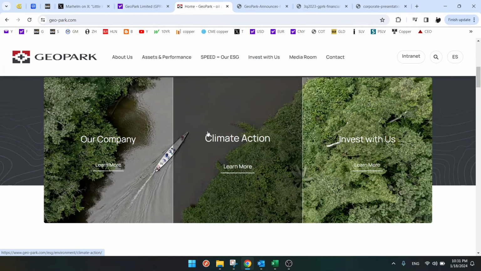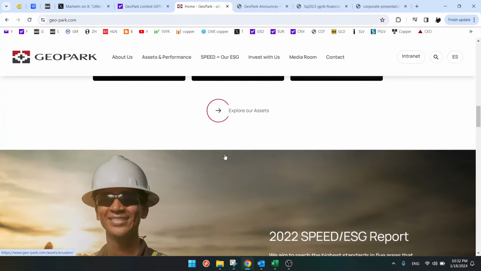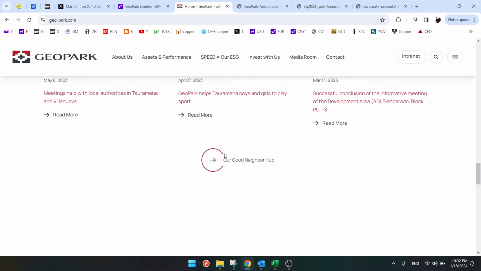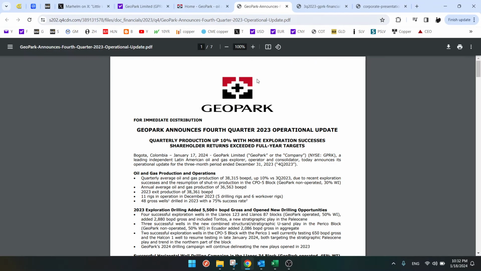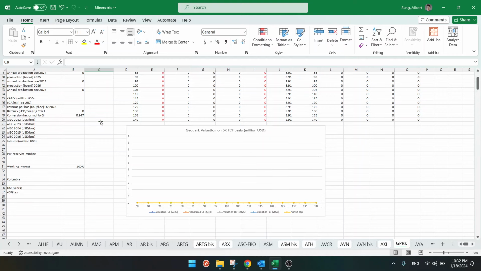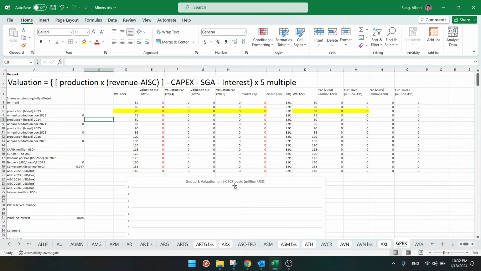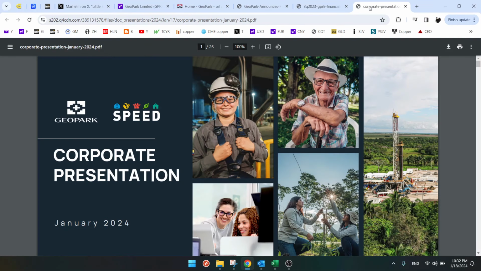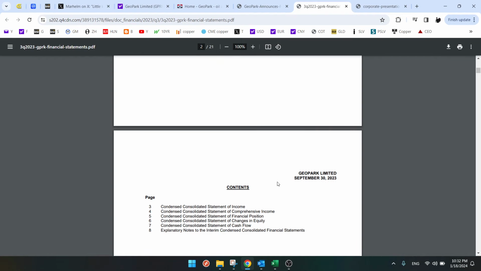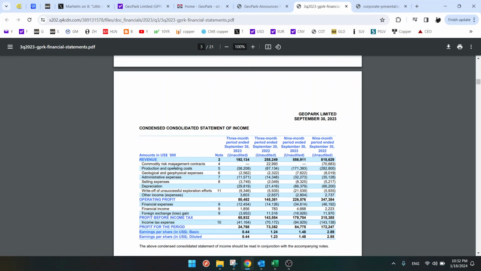Geopark, Colombia, also Ecuador and Brazil. I have my sheet ready to fill in. And let's see if it pans out like this Marhelm says. So let's start with the balance sheet. US dollars.